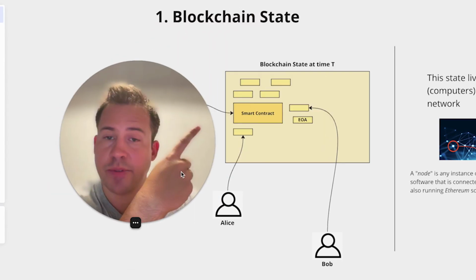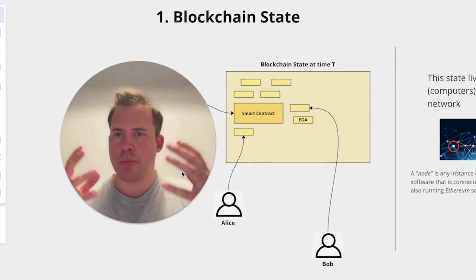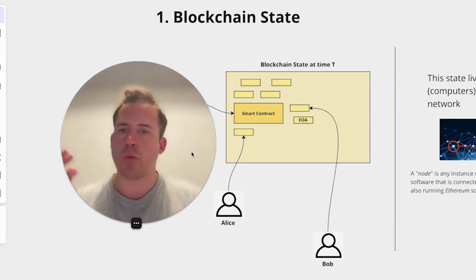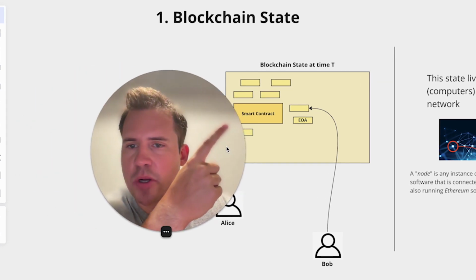So this is the blockchain state at time t. It's a world state in the sense that everybody sees this state. That's what we mean by this world state. That's why Ethereum is like a world computer. Everybody has this state. We all agree on it. But there are also going to be smart contracts in this state.